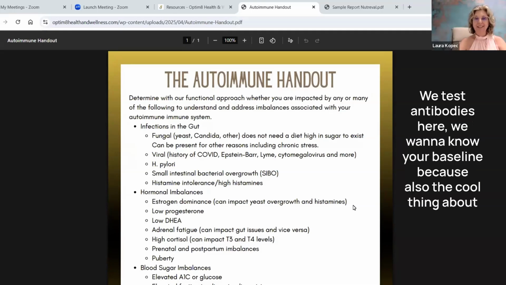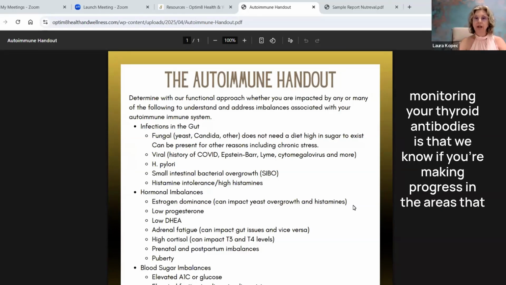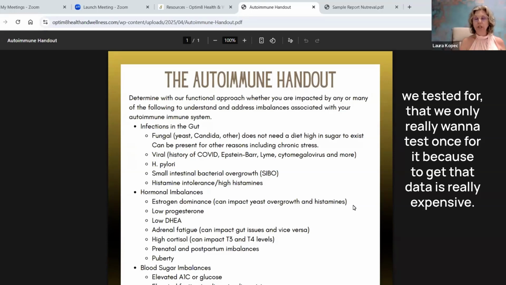We test antibodies here. We want to know your baseline, because also the cool thing about monitoring your thyroid antibodies is that we know if you're making progress in the areas that we tested for, that we only really want to test once for, because to get that data is really expensive.